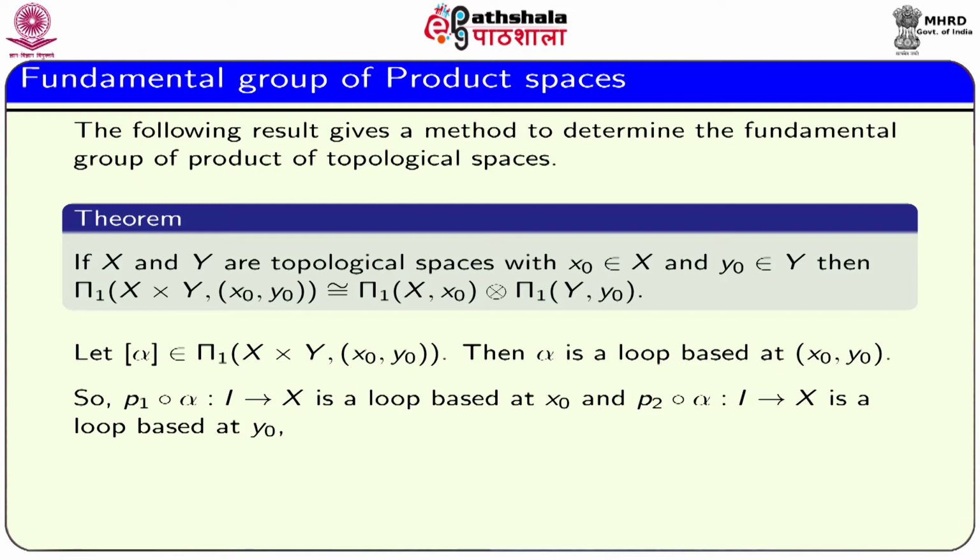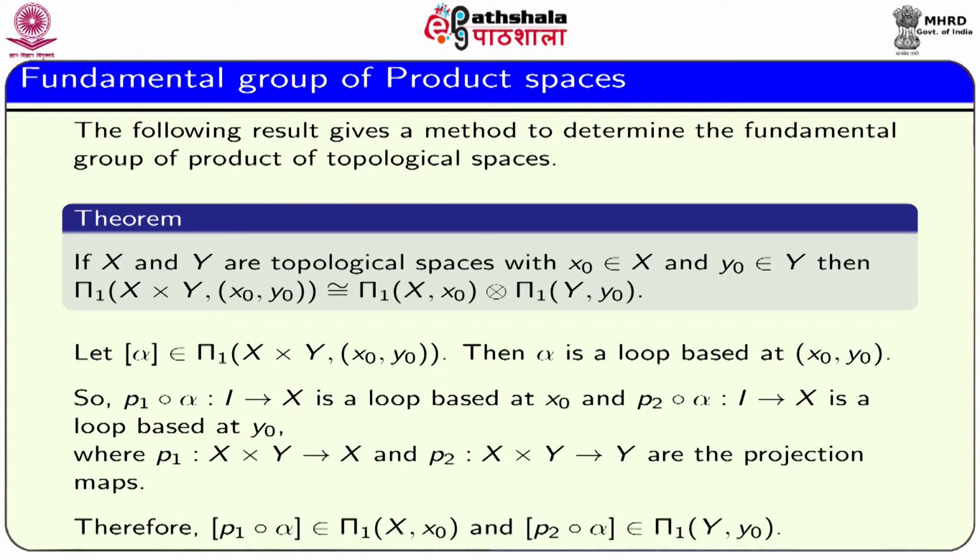This α is a loop based at (x0, y0). So, p1 composed α is a loop based at x0 and p2 composed α is a loop based at y0, where p1 and p2 are the corresponding projection maps. So, the class [p1 ∘ α] is a member of π1(X, x0) and the class [p2 ∘ α] is a member of π1(Y, y0).